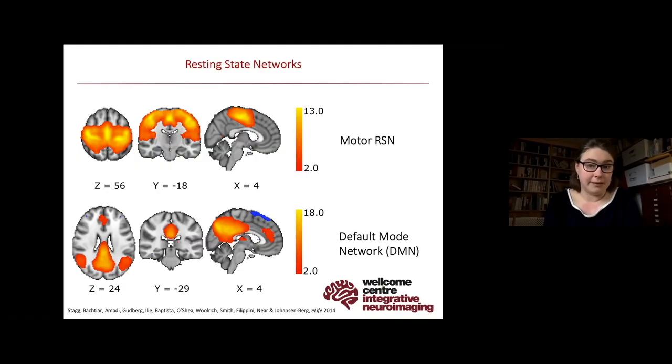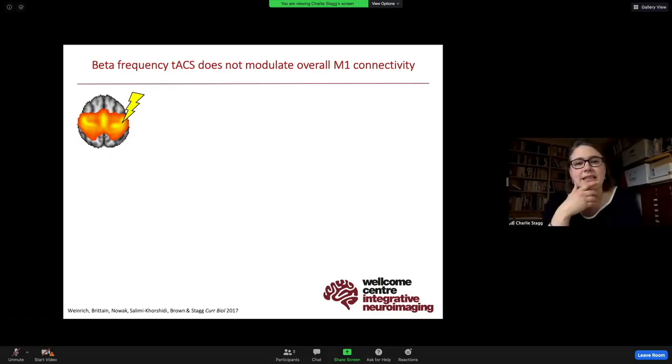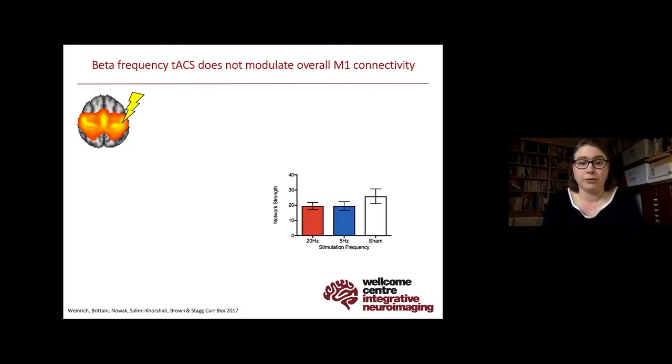And we took a group of healthy subjects and put them in our 3 Tesla scanner in Oxford and gave them 3 runs of resting state fMRI, where we did either 20 Hertz stimulation, 5 Hertz stimulation as an active control, or sham. And the order of those was counterbalanced across the group. And what we saw was that beta frequency tACS, so 20 Hertz tACS to primary motor cortex, had no effect on the overall connectivity within the motor network.